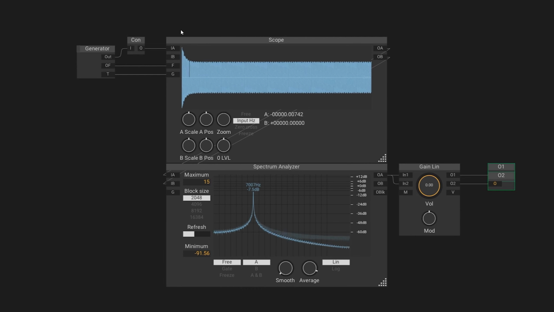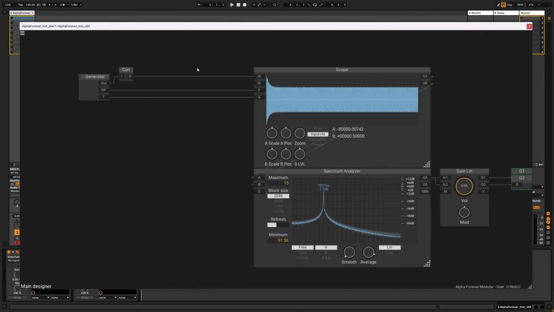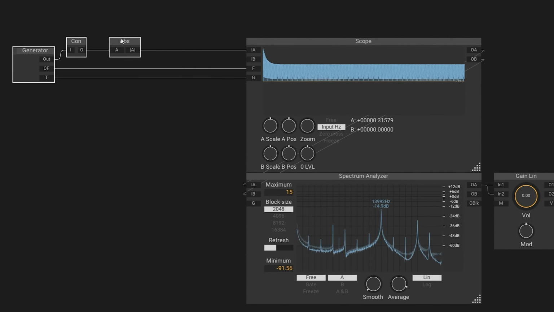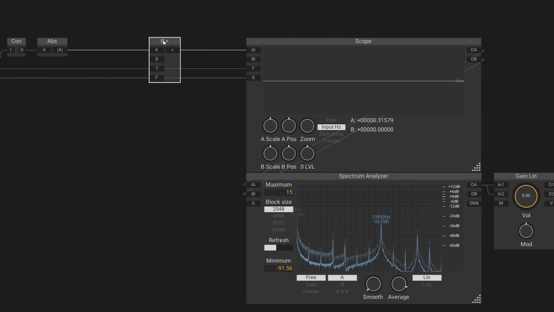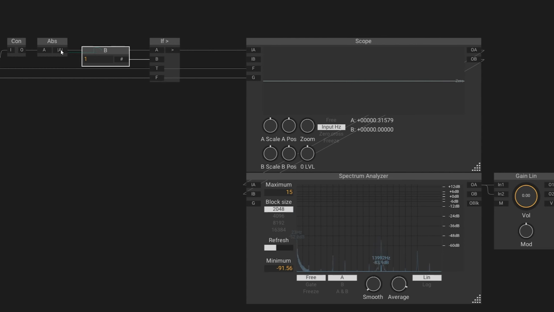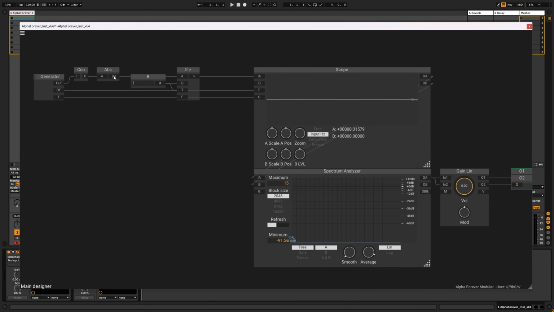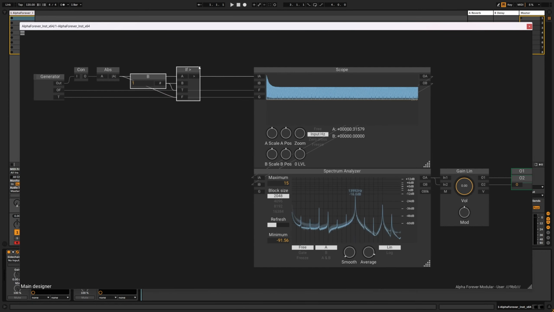And yeah, we have a nice clipper now in Alpha Forever, but anyways, I'm gonna show you the most basic method of clipping. So we are going to build a naive clipper now. And for that, we are going to take the absolute value of the signal, so we will only work with the upper part. And here we will simply say that if this signal is stronger than 1, then we will output 1. If it's not stronger than 1, then we will output the absolute value.